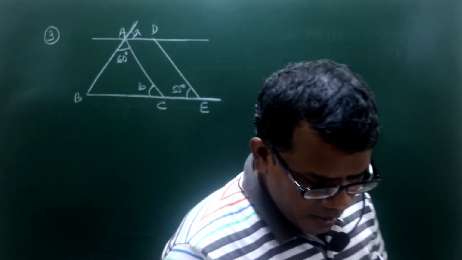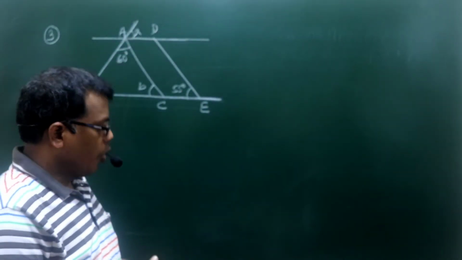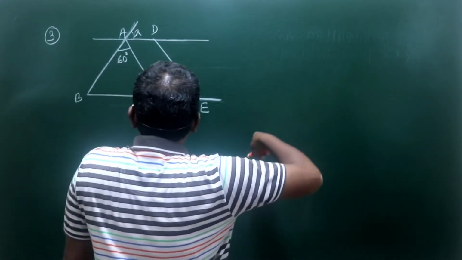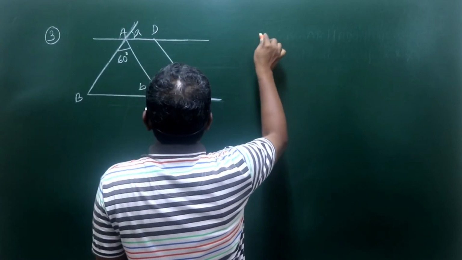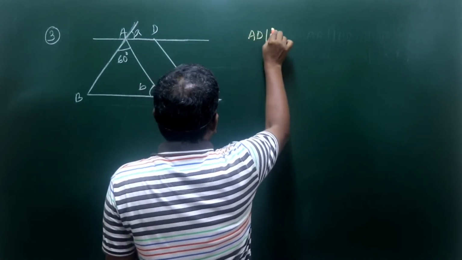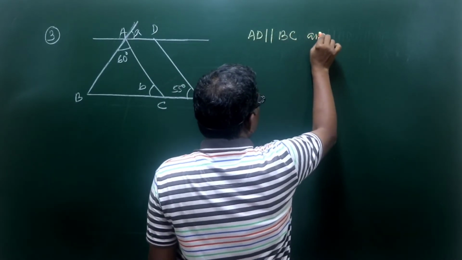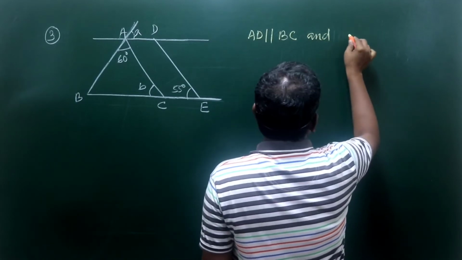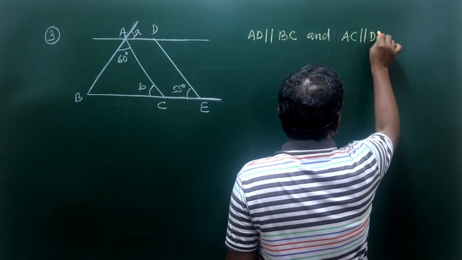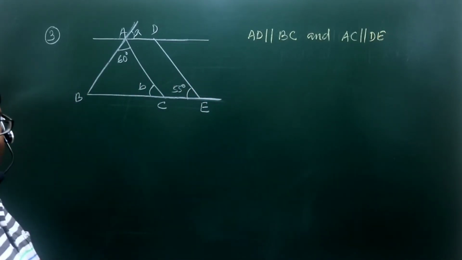Well, again, we have to find the two angle values where a relation is given. What kind of relation is given? Here it is said that there are two pairs of parallel lines. One is AD parallel BC and AC is further parallel to DE. So these are the two sets of parallel lines suggested in this diagram.